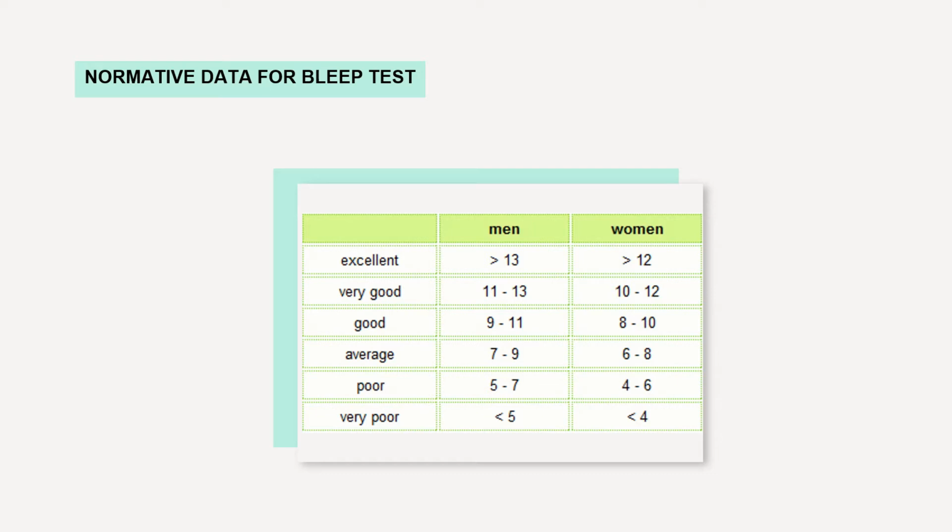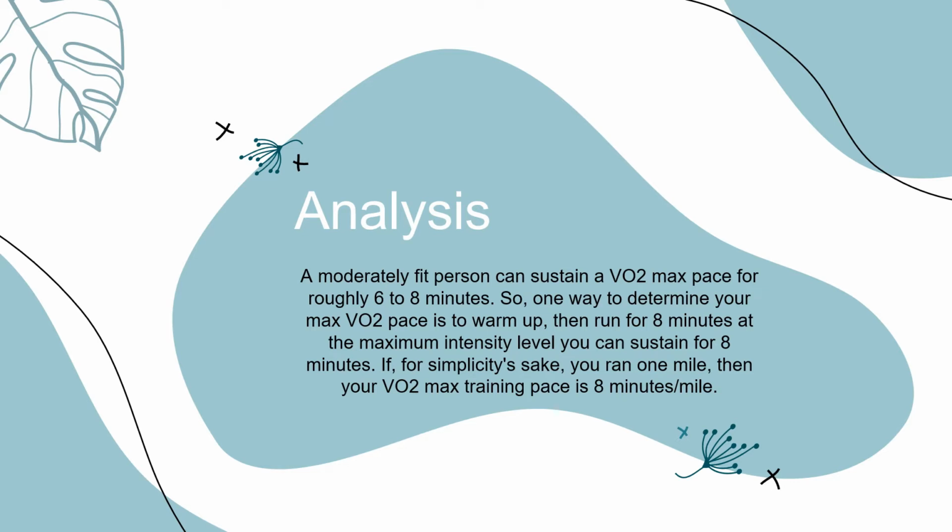The table below shows the normative data for the Bleep test. The analysis for this Bleep test is that a moderately fit person can sustain a VO2 max pace for roughly 6 to 8 minutes. So, one way to determine your maximum VO2 pace is to warm up, then run for 8 minutes at the maximum intensity level you can sustain for 8 minutes. If, for simplicity's sake, you run 1 mile, then your VO2 max training pace is 8 minutes per mile.